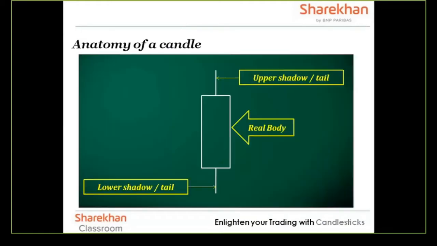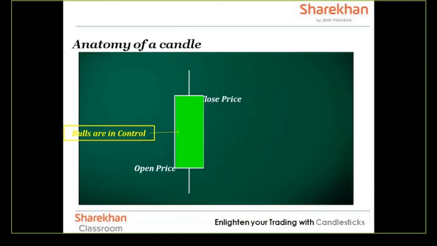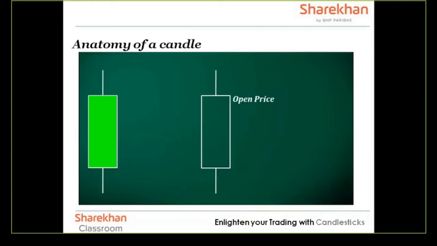Okay. Now let's look at how the candlestick gets its color. If the price opens at a particular rate, bulls take control and finally close above the opening price, then the color of the candle is green. Whereas if the price opens at a particular rate, bears take control, they take the prices lower, and the close is below the opening price, then we get a red candlestick. This is very, very important.